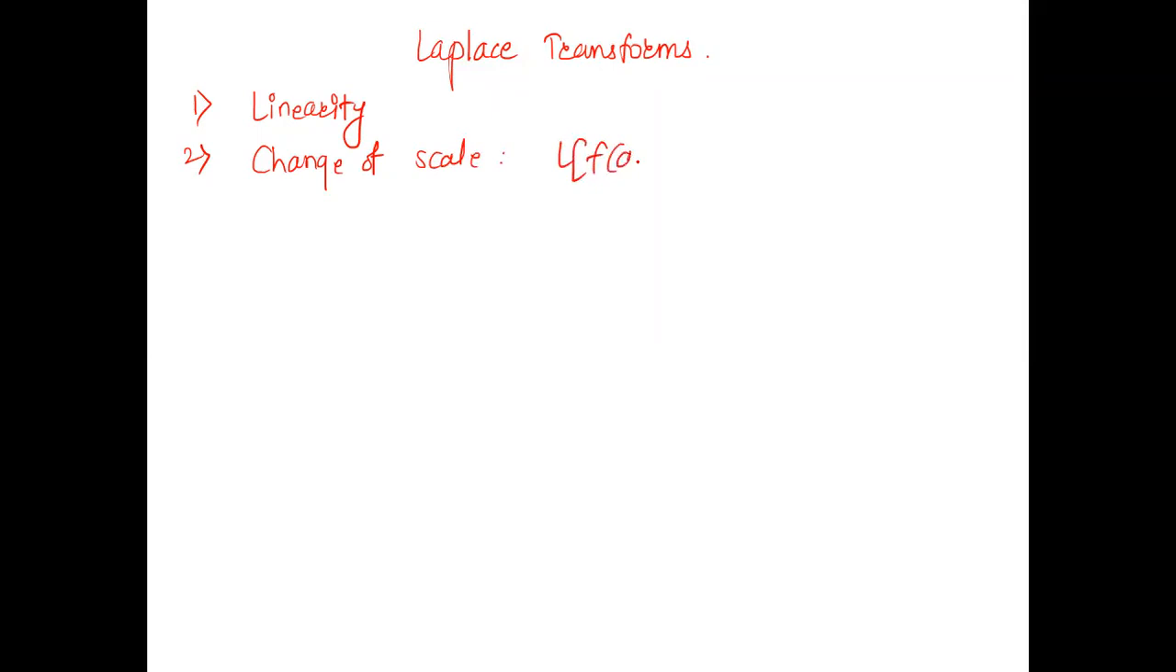Okay, so we have started with Laplace transforms. We have seen the formulae and properties. How many properties have we seen till now? Three properties. The first one is linearity, where we just separate Laplace with addition and subtraction. The second property is change of scale. Laplace of f of at is what? 1 upon a into f of s upon a.